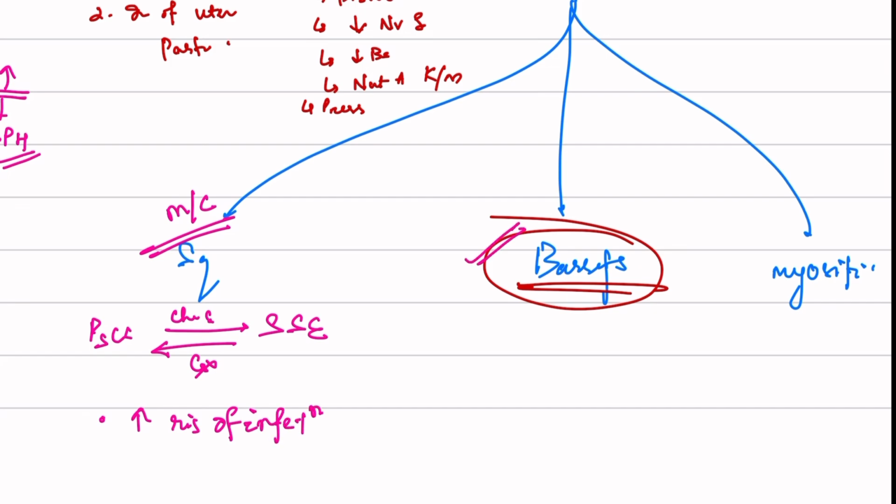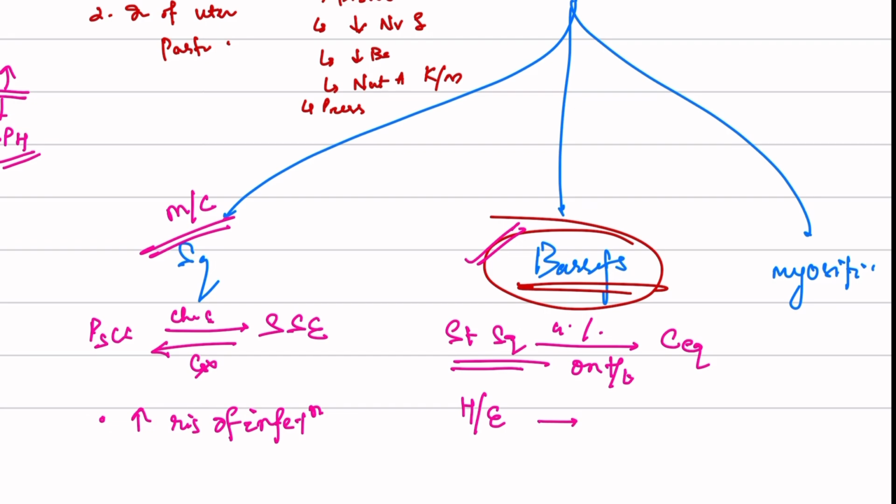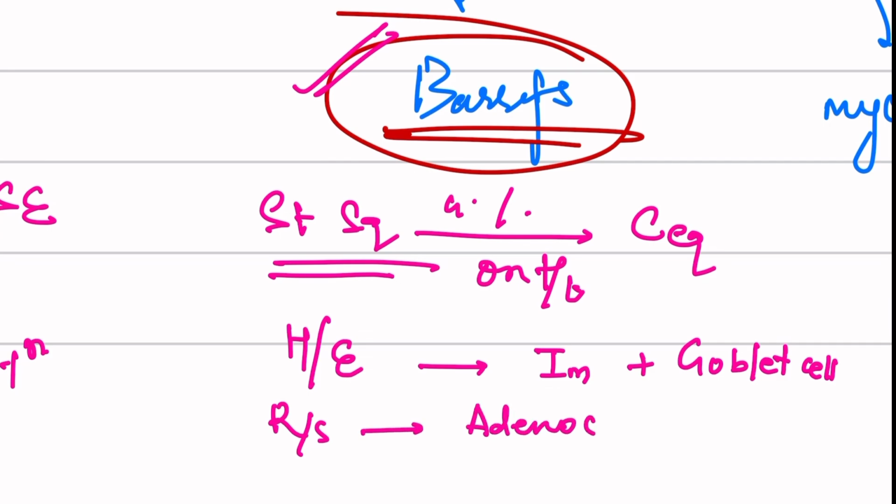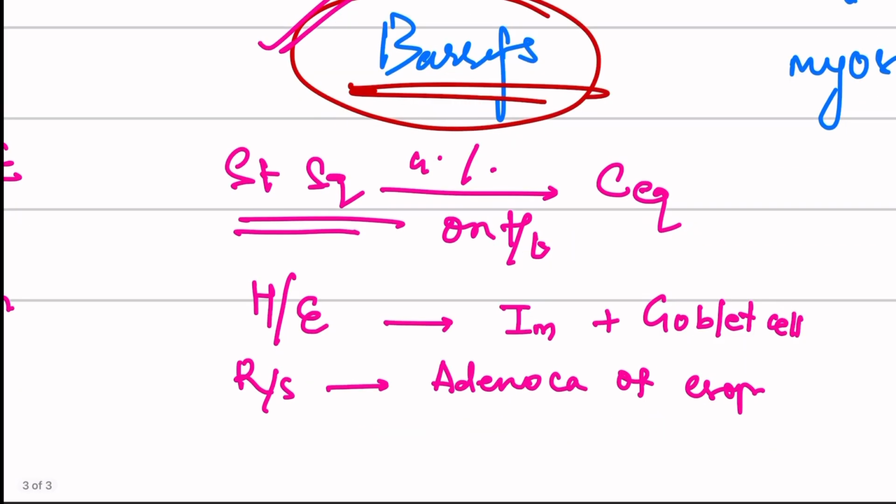Now the second one is Barrett's esophagus. In this, stratified squamous epithelium gets converted into columnar epithelium. This is due to GERD or other risk factors, and on treatment the stratified squamous epithelium of the esophagus comes back. Now there are two histopathological remarks. One is intestinal metaplasia, another is the presence of goblet cells. Now the risk is adenocarcinoma of the esophagus. So there is a risk for adenocarcinoma of the esophagus. Why? Due to the presence of these goblet cells.